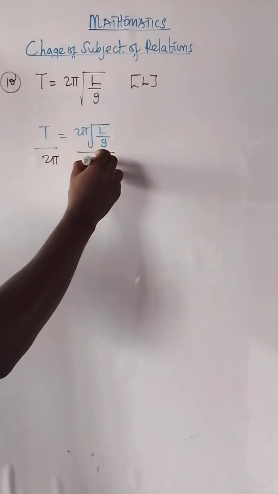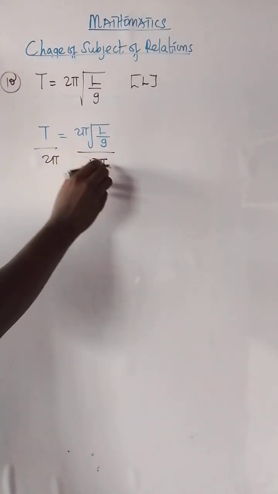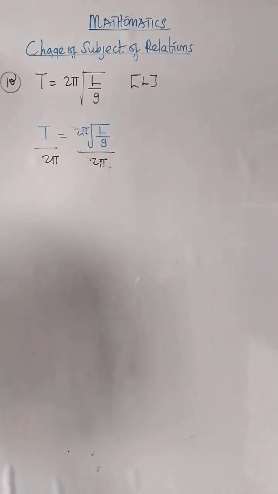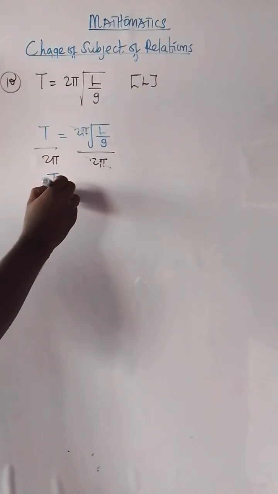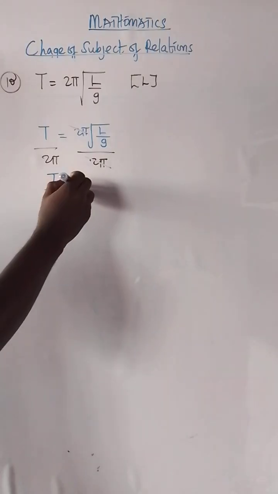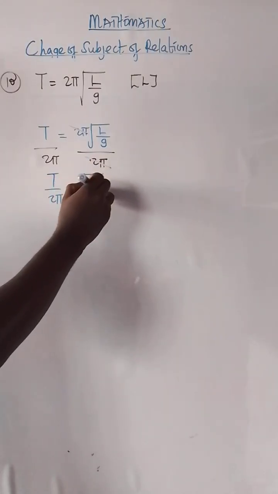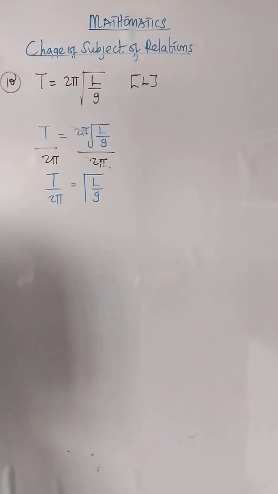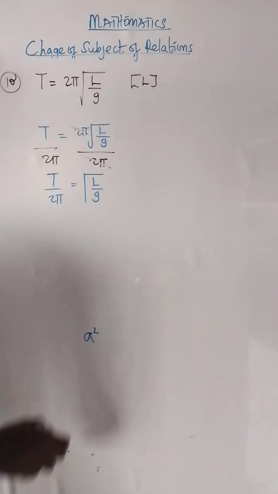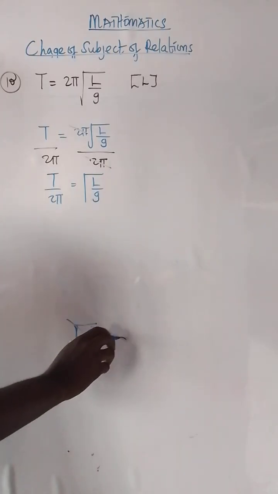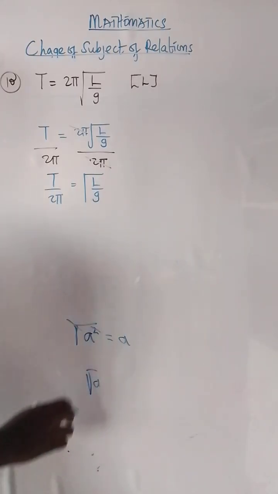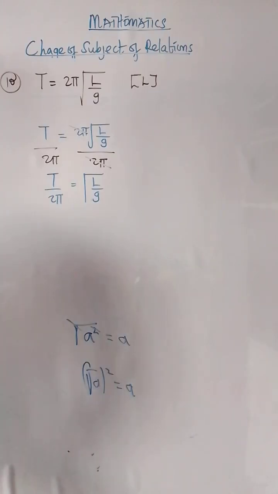At the end of the day, this 2 pi cancels this 2 pi. So I'll be left with T divided by 2 pi equals root L over G. We can't get this L until we remove the square root. Note, to remove a square, we square root. And to remove a square root, we square. This time around, we have a square root, so we square.